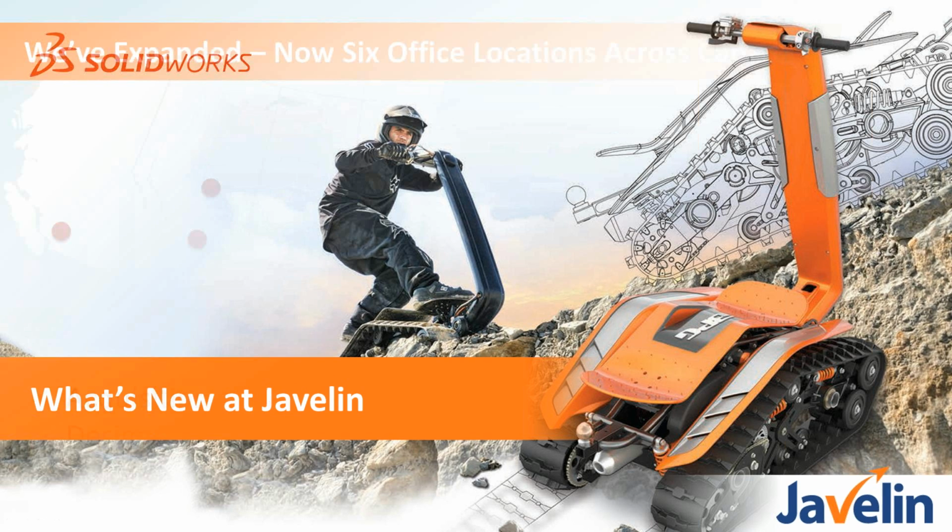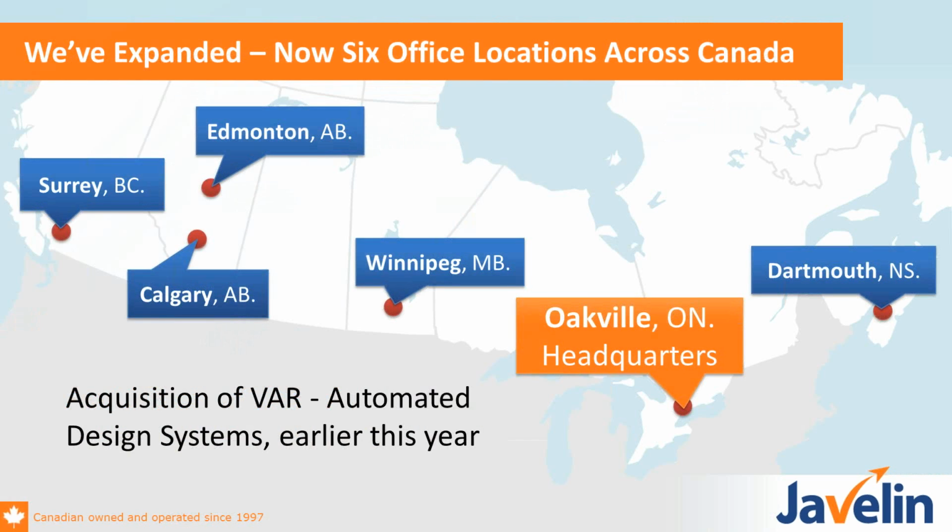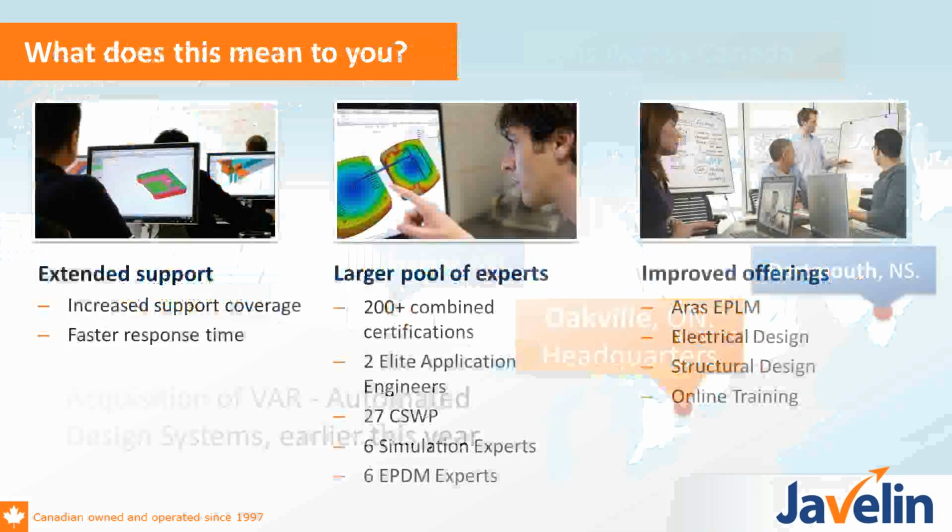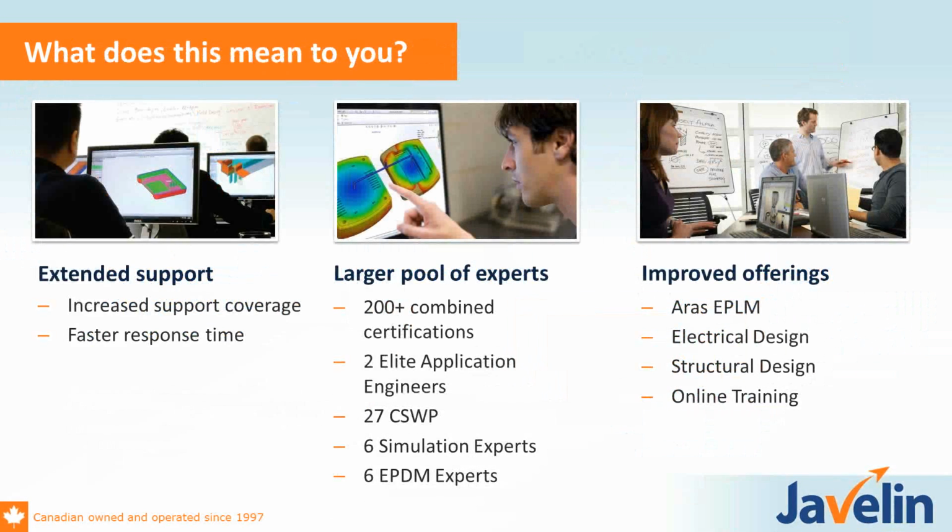So what's new at Javelin? The first thing we wanted to make you aware of is the expansion that we did out west. We acquired a company called Automated Design System. They were based out of Winnipeg, and we opened up another office out in Edmonton and Surrey and Calgary. So part of that was part of that acquisition as well. What does that mean to you? Well, of course, it's a larger pool of experts. We have increased support coverage. And it allows us to deliver solutions that are relevant across the country that you can take advantage of.